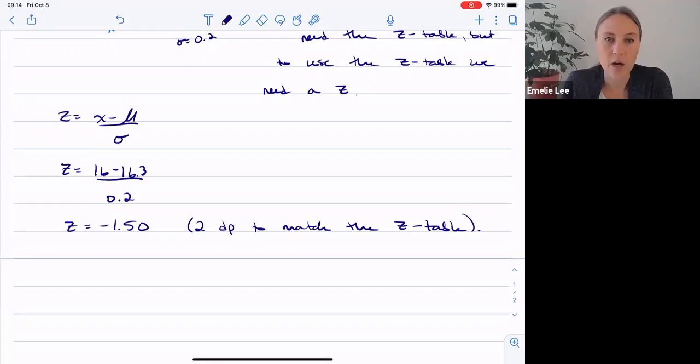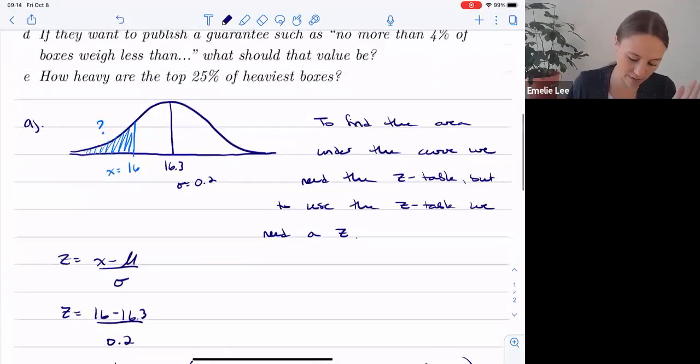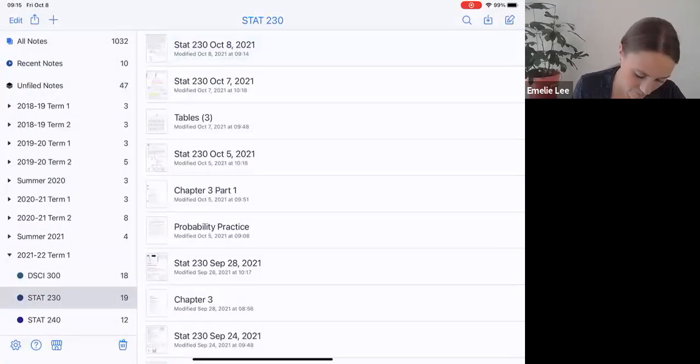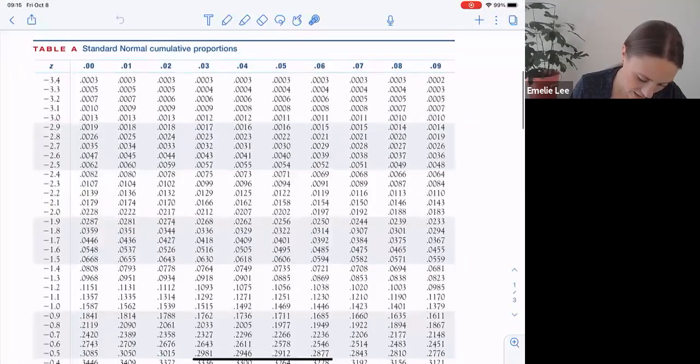Okay, so now remember the Z table gives you the area to the left, right? So it's always going to give you the area to the left. In this case, because this is kind of our starting case, that is the area that we want. So once we find Z equals negative 1.50 in the Z table, then we have the area to the left. So let's go to the tables.